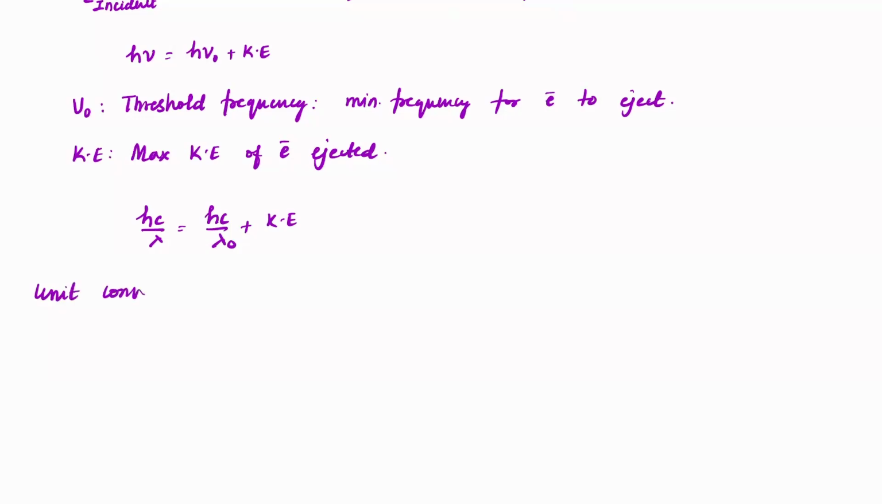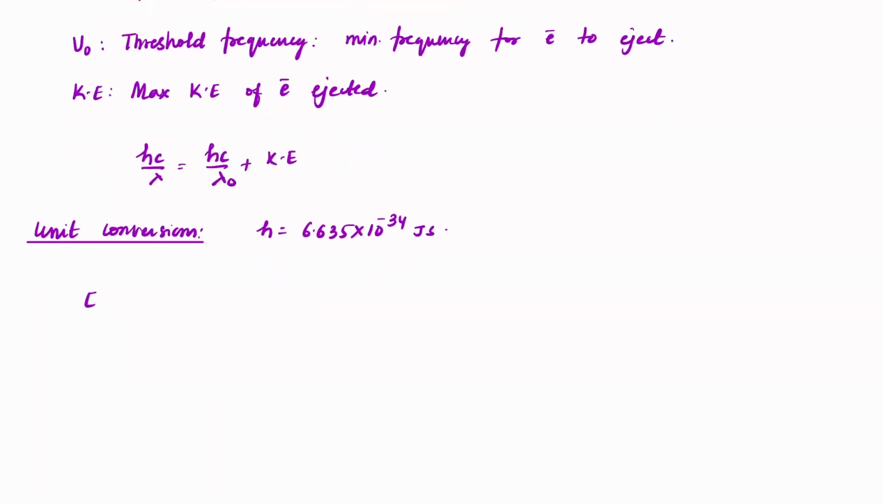Unit conversions. Got it? First of all, h is Planck's constant. Its value is 6.635 into 10 raised to power of minus 34 joule second. Now, if I write in terms of energy as hc by lambda, c is also a constant value, which is 3 into 10 raised to power of 8 meters per second.